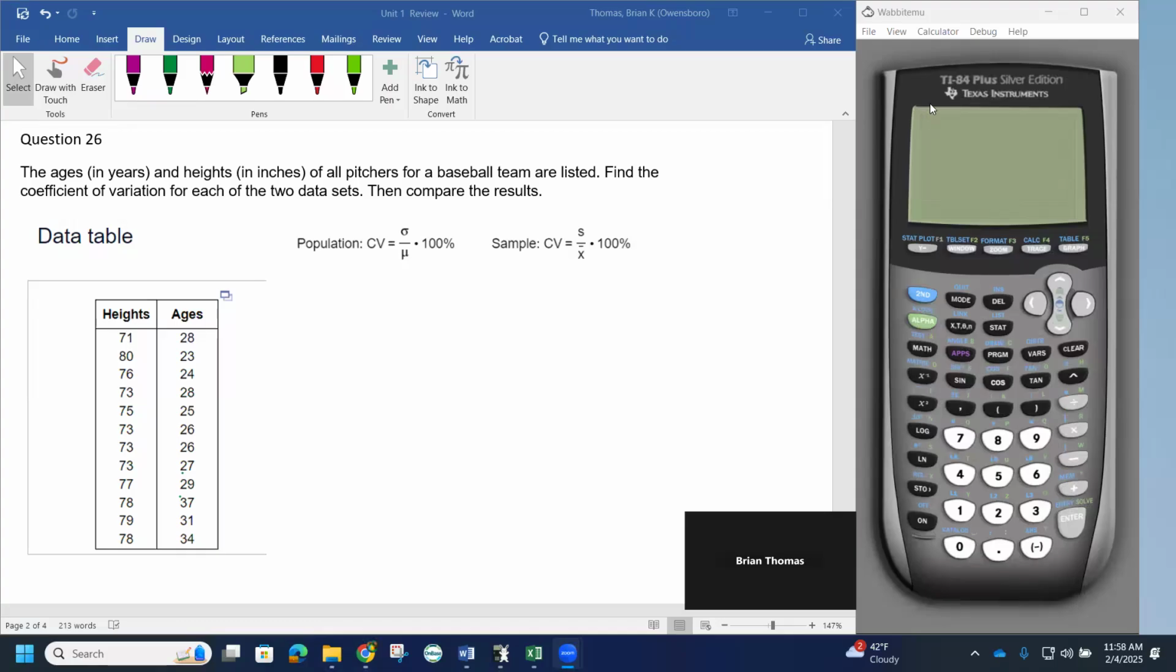So question 26, this coefficient of variation, I also want to model this using the TI-84 calculator. So we can put the heights and ages into the calculator. If I hit stat, edit, I have my heights in L1 and my ages in L2.